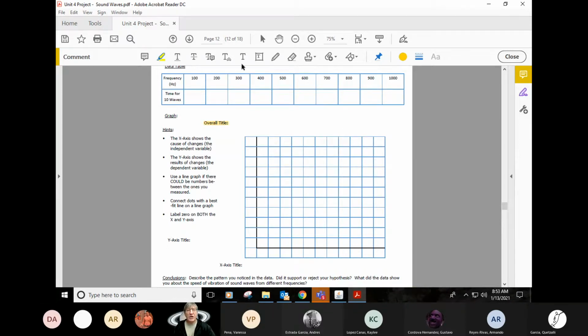Now, a good scientific title often is a complete sentence. Usually it's a complete sentence. And it normally includes the important variables that we're studying. So in this experiment, we looked at these 2 variables, the frequency measured in hertz and the time it takes for 10 waves to go by. Both of these phrases, frequency and time for 10 waves, should be part of this title. You want to write a title that helps the reader understand what's going on in the graph.